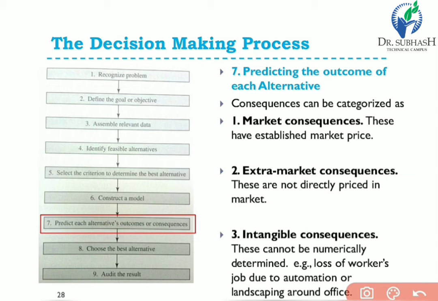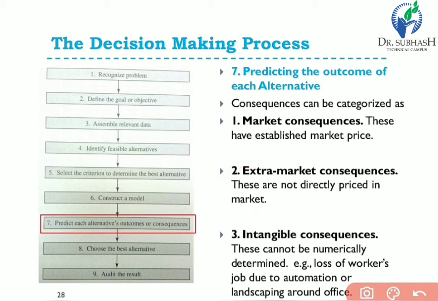Now, these consequences can be categorized as: first, market consequence; second, extra market consequence; and third, intangible consequence. Market consequences have an estimated market price. Based on the market price, we can predict the outputs. Second one is extra market consequence. They are not directly priced in the market. The price will not be directly taken from the market.